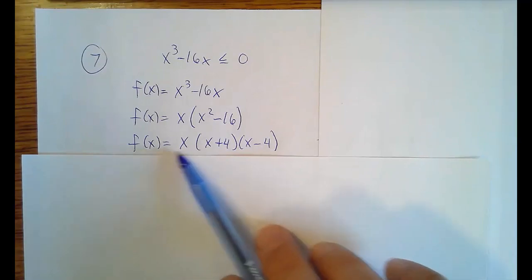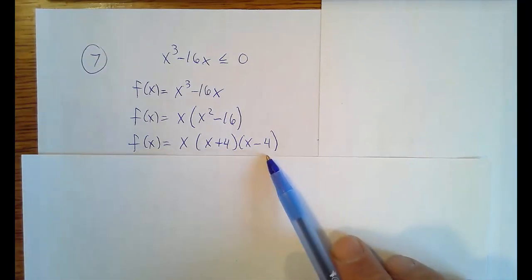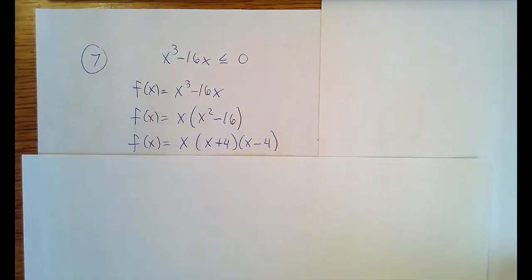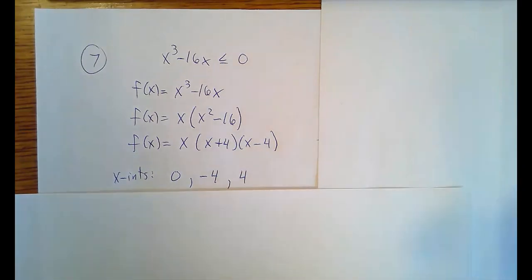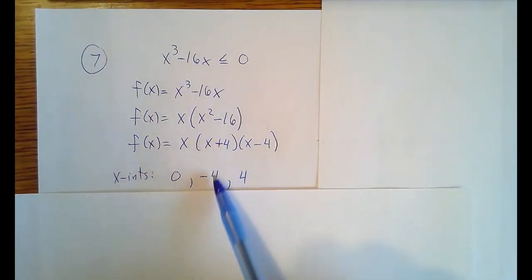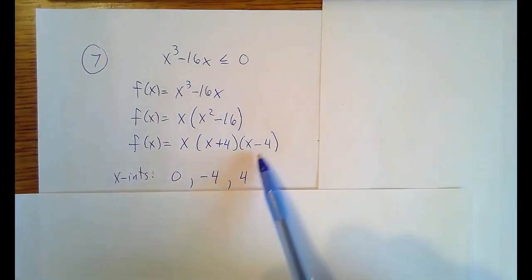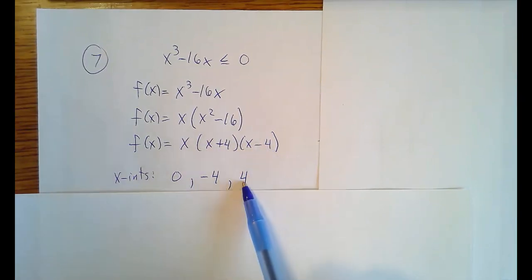So now we have our function in factored form, and each one of these three factors will give us an x-intercept. From the factor x, we get an x-intercept of 0. From x plus 4, we get an x-intercept of minus 4. And from x minus 4, we get an x-intercept of plus 4.